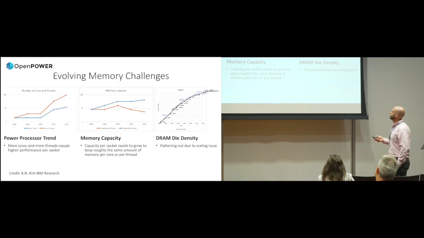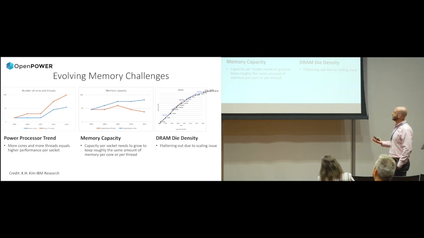These are some charts that were shown in the JEDEC server forum, credit to KH Kim. What it shows here is the power processor trend over on the left. The main message there is that as you add more cores and more threads to get higher performance per socket, your memory capacity also has to increase to match that.